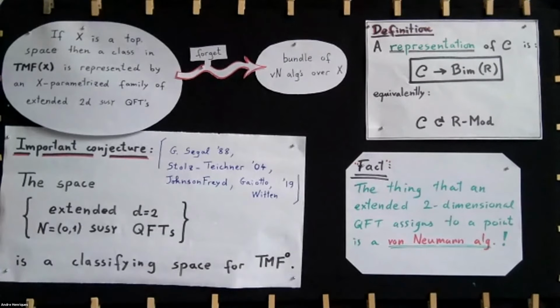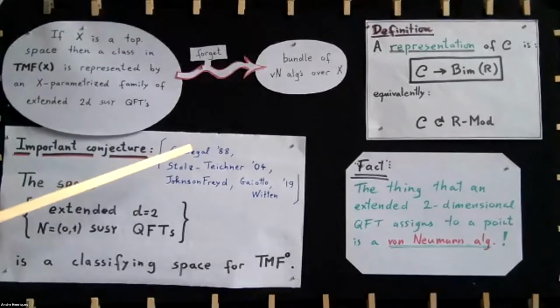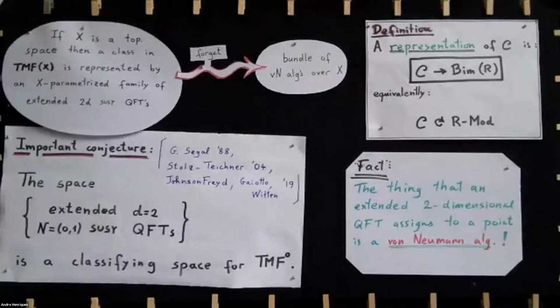I mean, of course, that's not quite true, but if you think of the value of a point as being the most important thing that a quantum theory does, then a TMF class on X should be thought of as a bundle of von Neumann algebras over X plus some extra little structure, like whatever is needed in order to make these von Neumann algebras into full-fledged quantum field theories.